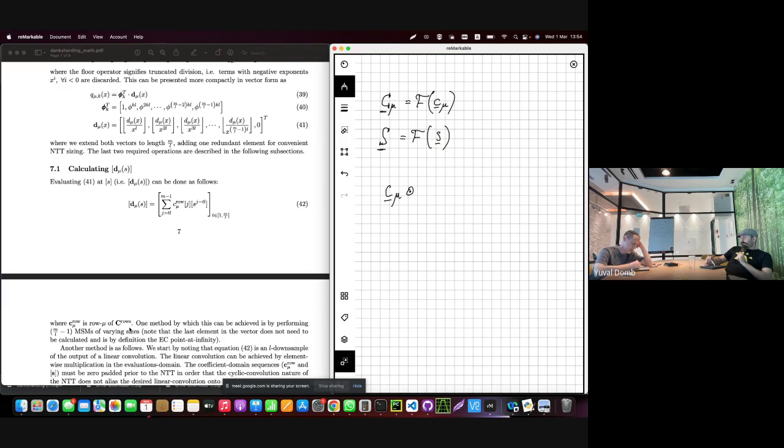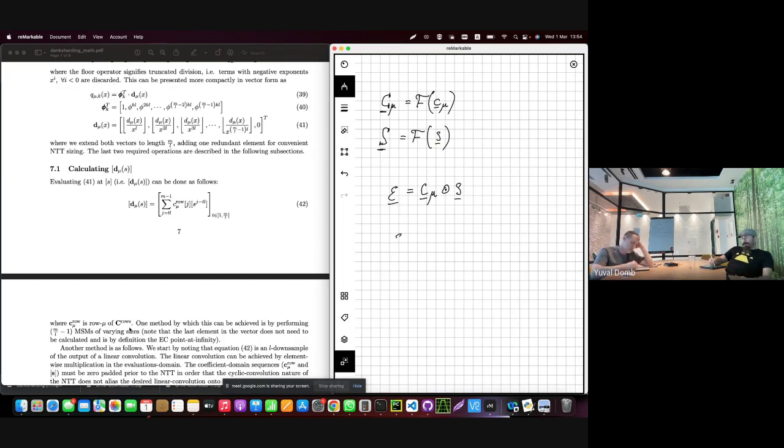And let's give this product a name. Let's call it, I don't know, maybe epsilon. Now epsilon would be of the original length, right? So if C mu and S were 4096, then epsilon would be 4096.